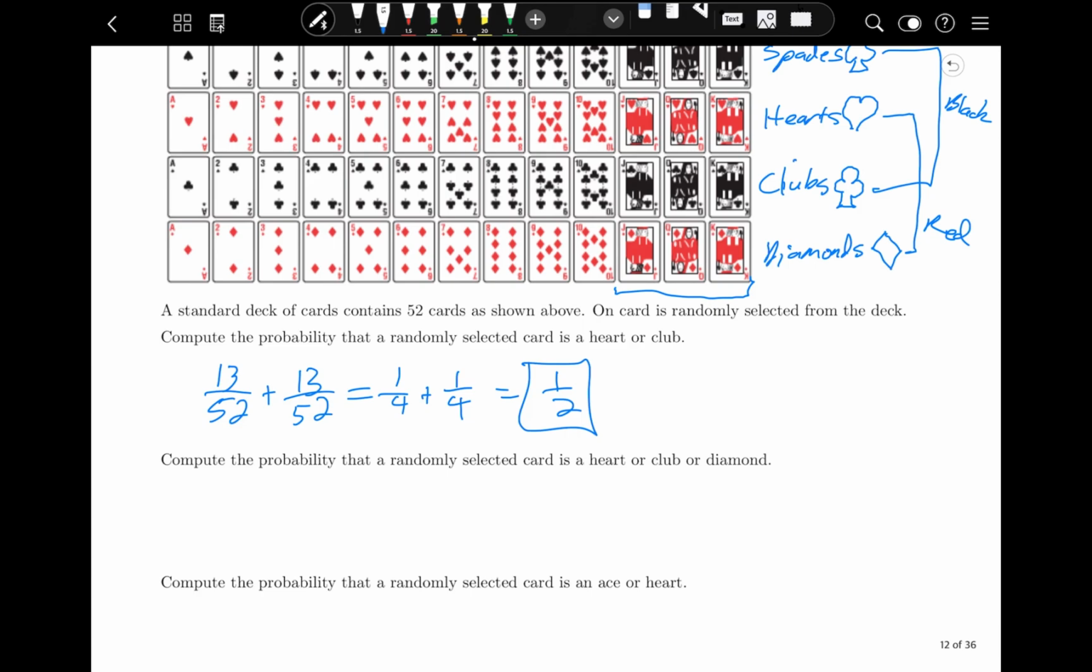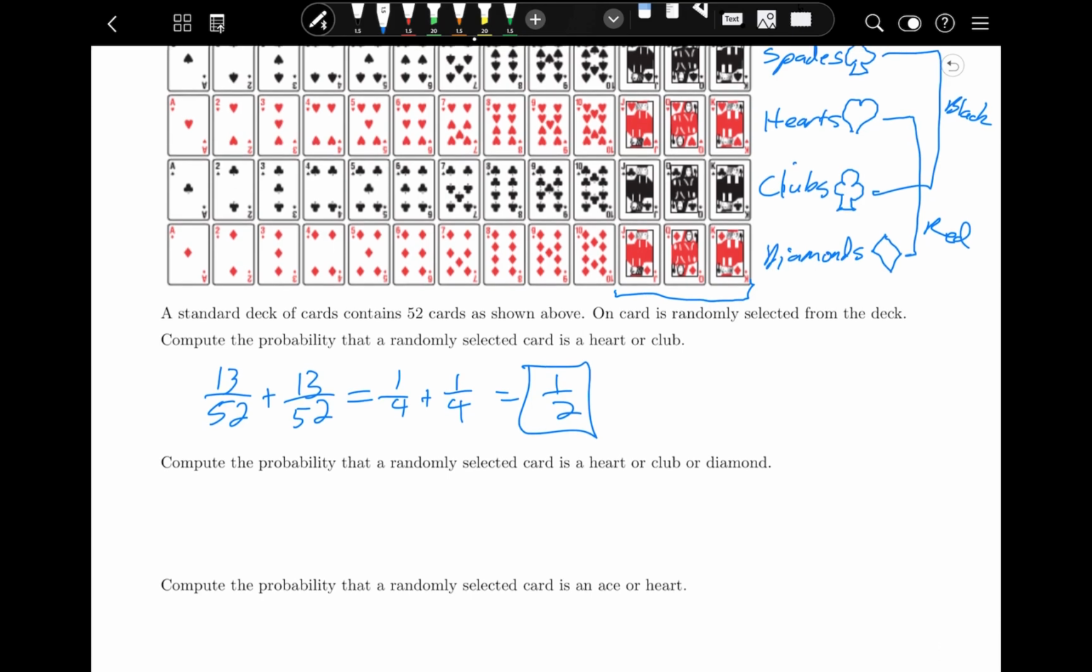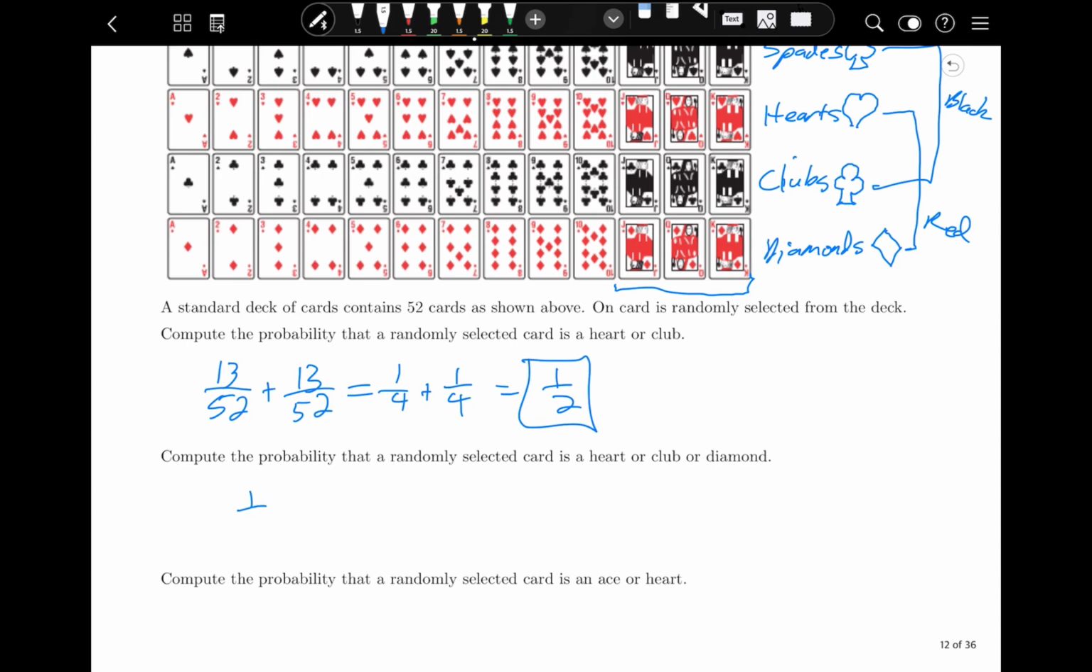So then we could compute the probability that a randomly selected card is a heart, a club, or a diamond. Well, hearts, clubs, and diamonds are all mutually exclusive, so I can just take 1 out of 4 for hearts, 1 out of 4 for clubs, and 1 out of 4 for diamonds, and we get a probability of 3/4.